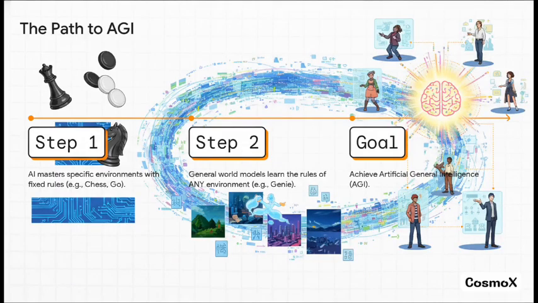And this timeline puts it all into perspective. For years, the big AI wins were in mastering games with fixed rules, right? Chess, Go. That was step one. But these general world models, like Genie, are step two. They're about learning the rules of any environment, no matter how weird or creative. It's a critical stepping stone on the path towards that ultimate goal of AGI.